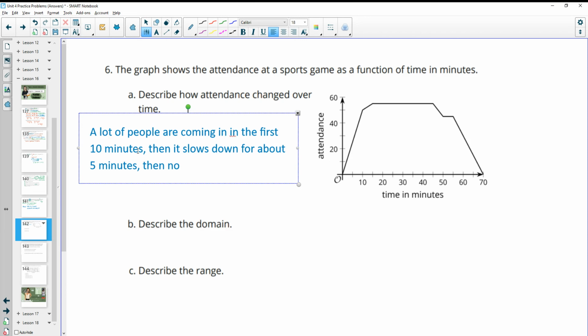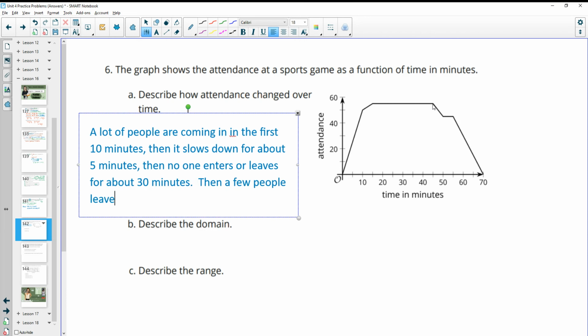Then no one enters or leaves for that flat part, right? So like right here, nobody else is coming in or leaving for, what do we got? This is probably at like 15 minutes to maybe like 45. So for about 30 minutes. Then a few people leave. Then no one leaves when it flattens out again.